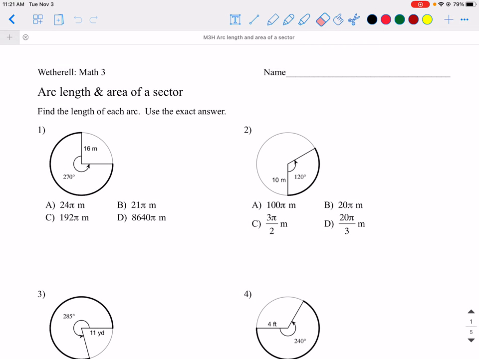Hello, Mrs. W here, going to explain how to do some arc length and the area of a sector. So first one, this one's just going to be arc length using degrees and radians.